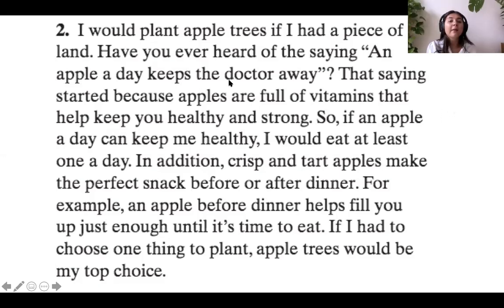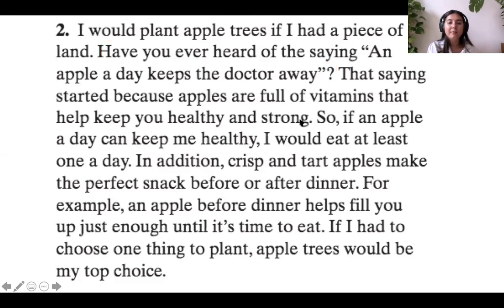Good job. Because this isn't quite an example of this, but you could have, I would plant apple trees if I had a piece of land because apples are so healthy. For example, have you heard of the saying, an apple a day keeps the doctor away? This is an example of how apples are healthy. So, we'd have to put a sentence in here explaining that apples are healthy before we would give this as an example. Good girl.